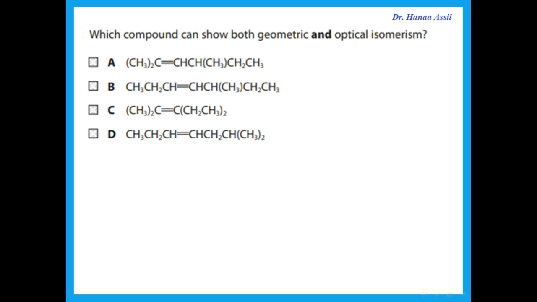Okay, let's take a look at this question. Which compound can show both geometric and optical isomerism? Do you remember which one is geometric and which one is optical?